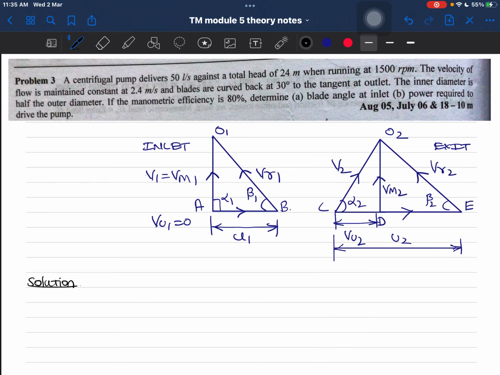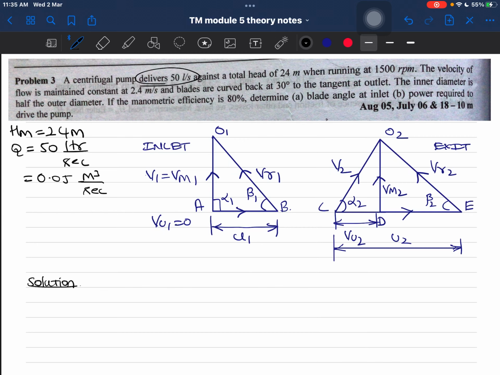Hello guys, so we will take one more problem on centrifugal pumps here. Problem number 3. It says the centrifugal pump delivers 50 liters per second against a head of 24 meters. So inevitably the head given is the manometric head, and it is 24 meters, and the flow rate is given, which is 50 liters per second. So I'll directly convert this into meter cube per second as 0.05 meter cube per second.